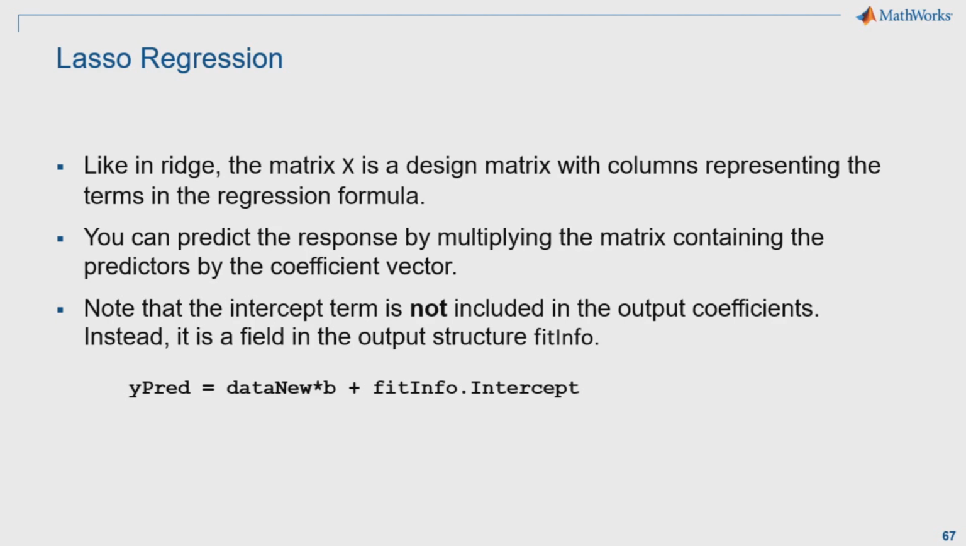Oh wait, it is exactly the opposite. The intercept is contained in fit info. Instead, B contains all the vectors of parameters except the intercept. So in the reconstruction formula, to reconstruct your data, you have to multiply your matrix of predictors, properly organized again, of the new data that you want to predict, by B, and then this should be added to the intercept, which can be found as an entry in the fit info variable.